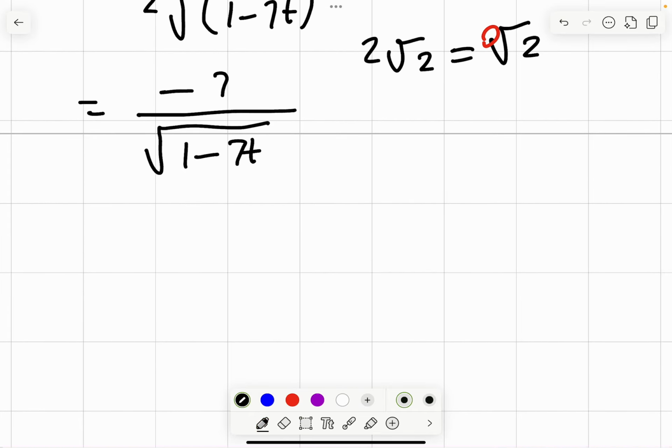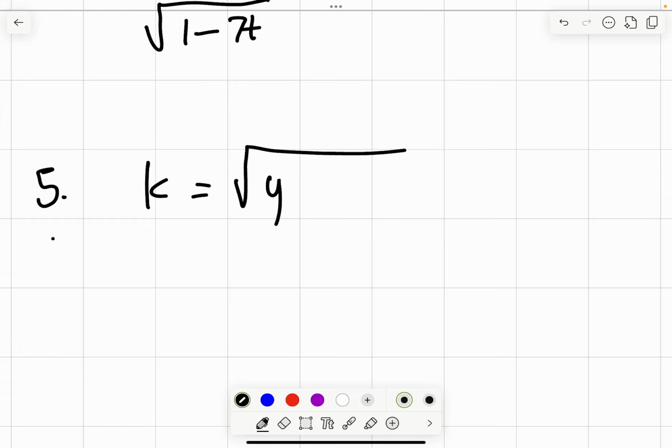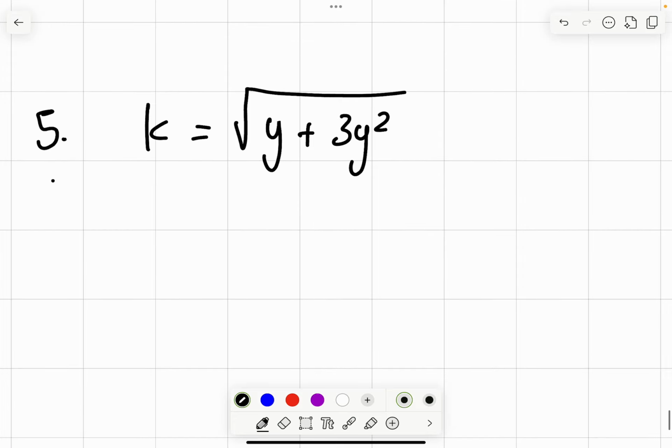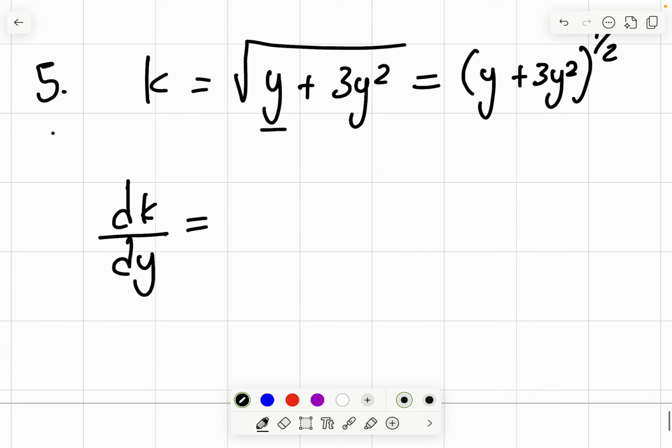So let's try number 5. It's beneficial for you to pause the video and try these things by yourself. You have y plus 3y squared raised to 1 over 2. So you are deriving k, dk with respect to y, dy. So before you do that thing, start by simplifying that thing. You're going to drop that 1 over 2.